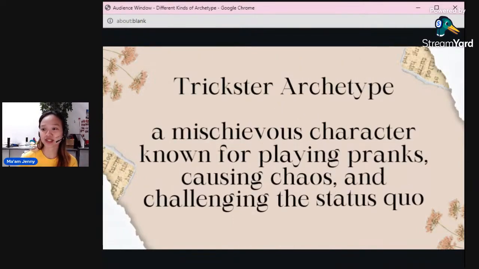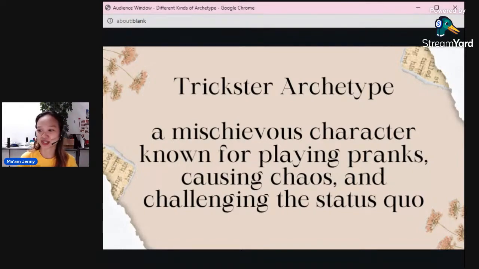Next, trickster archetype. So, a mischievous character known for playing pranks, causing chaos, and challenging the status quo. So, kapag trickster, they enjoy chaos. Kasi minsan malilito tayo with the jester and the trickster archetype. Yung jester archetype, i-discuss ko rin later, okay?